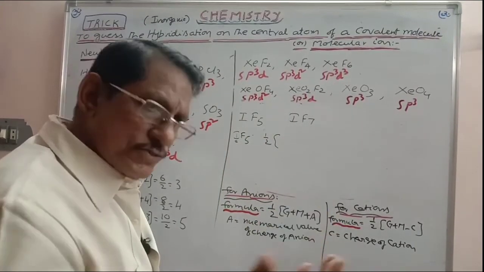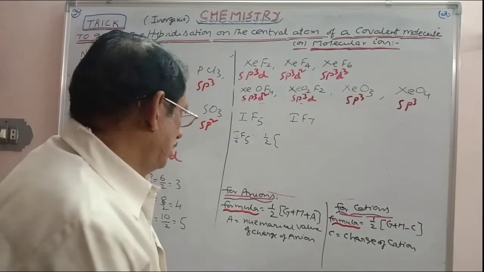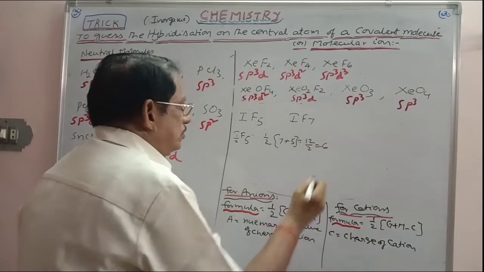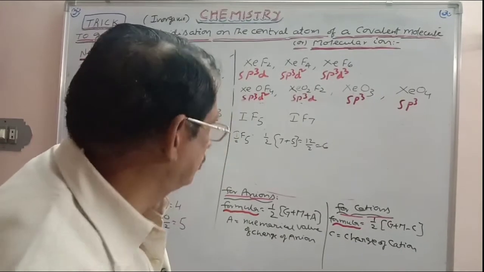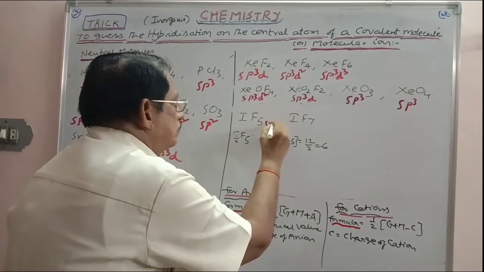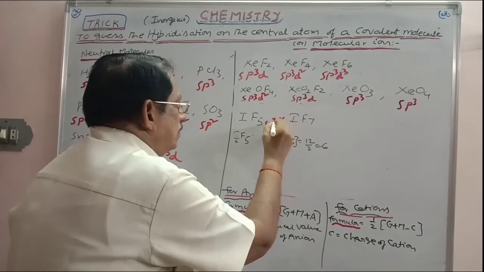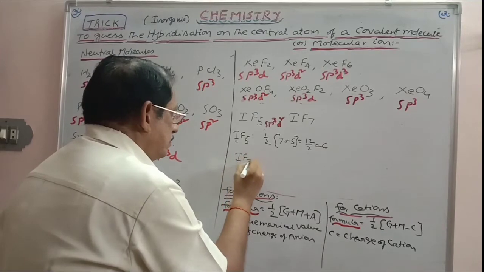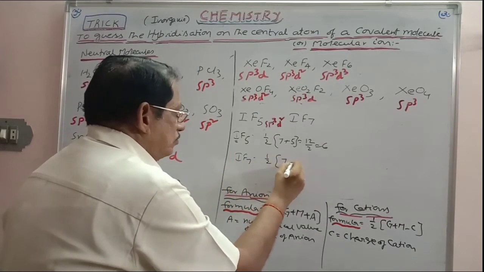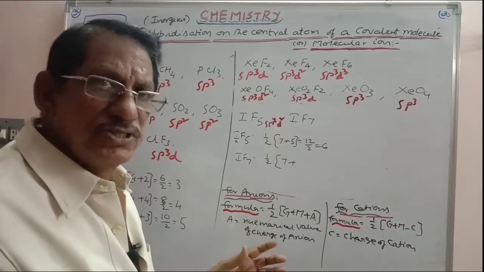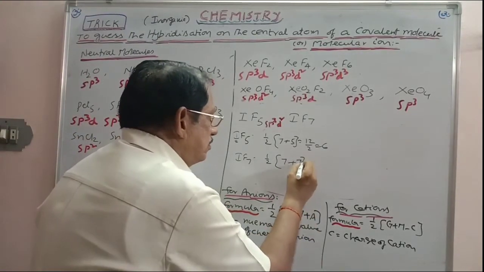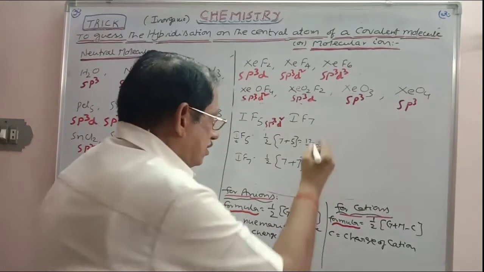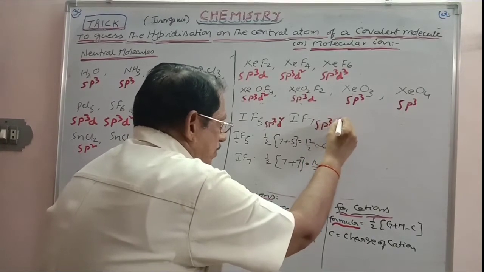Now IF5, let us take central atom is iodine. Number of monovalent atoms surrounding it, fluorines, 5 fluorines, M is equal to 5. I is equal to 7 here, 7th group, plus 5 monovalent atoms. 12 by 2 is equal to 6. So what is the hybridization? 6 means this is sp3d2, right? Similarly, you can take IF7, half into iodine belongs to 7th group. Number of monovalent atoms is equal to 7. 7 plus 7, 14 by 2 is equal to 7 once again. So IF7 corresponds to sp3d3 hybridization.